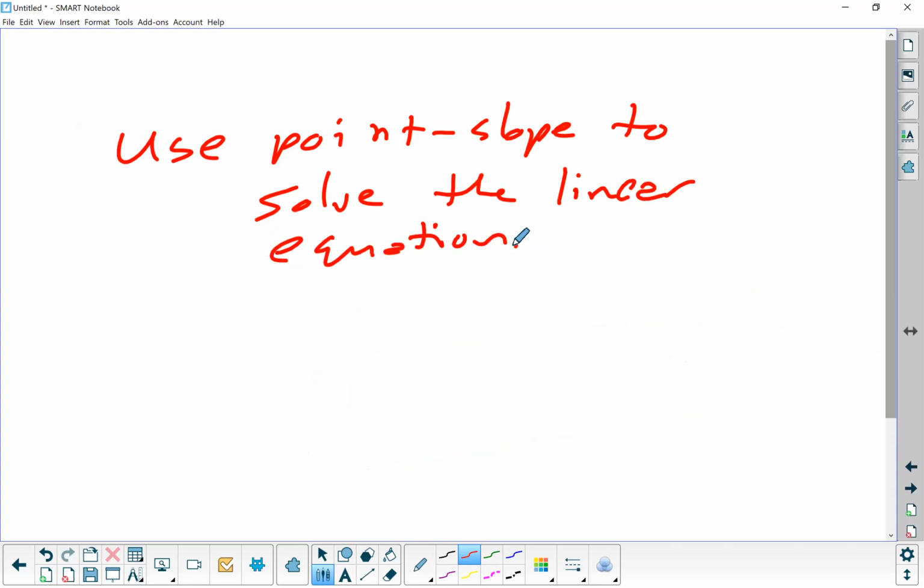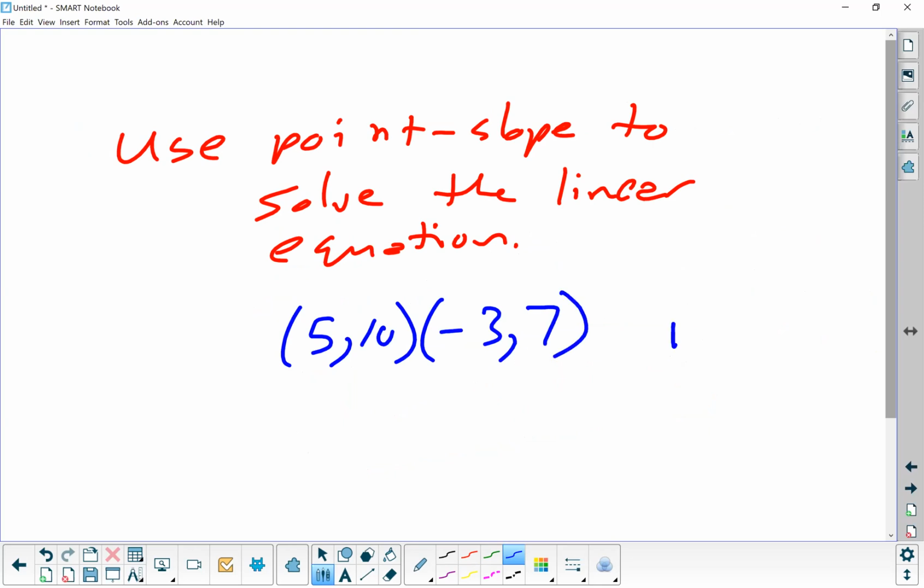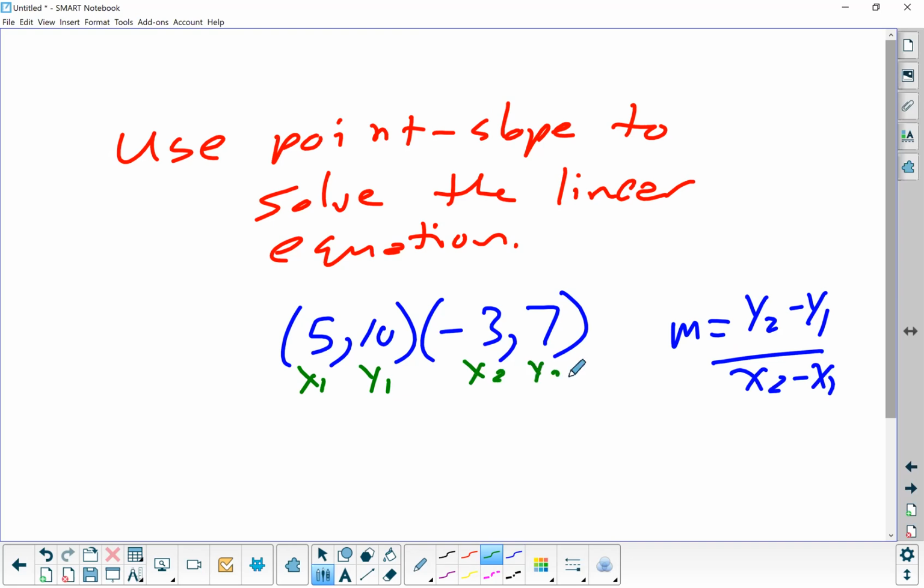Okay, so we're going to use point slope to solve the linear equation when I give you 2 points. So let's say I give you (5, 10) and (-3, 7). First thing you want to do is find the slope. So label this x1, y1, x2, y2. And let's find the slope.